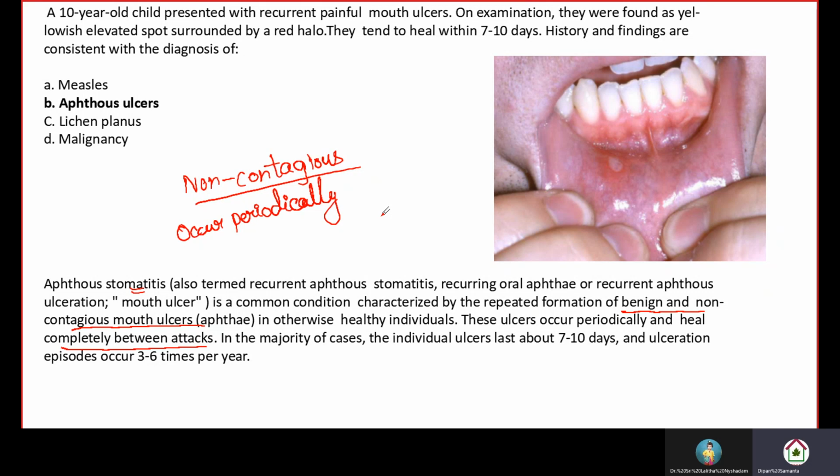In the majority of cases, the individual ulcer lasts about 7 to 10 days, and episodes occur 3 to 6 times per year. So actually, quite often, almost a 2 months, 3 months gap. Okay, this is aphthous ulcer.